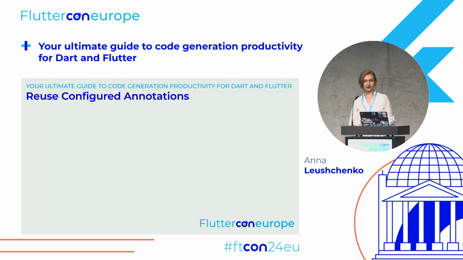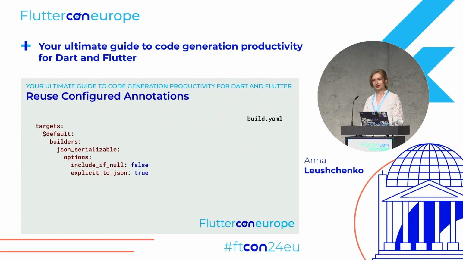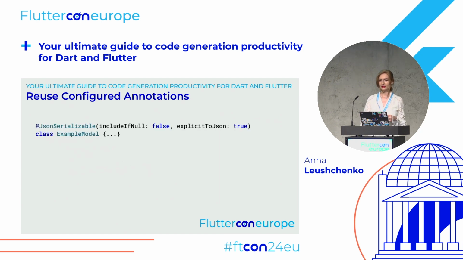Most code-generating packages offer flexibility to configure generated code. This can be done globally for a package in build YAML file. However, there may be situations where you want to apply different configuration to a generated code inside a single package. If it is a rare case and you just want to configure one or two model annotations, you can do it right where it is used.